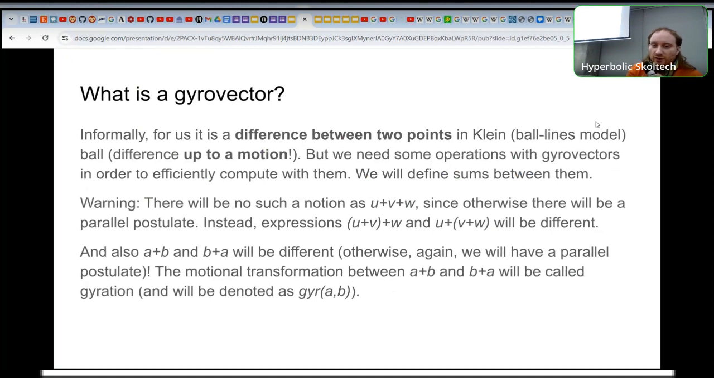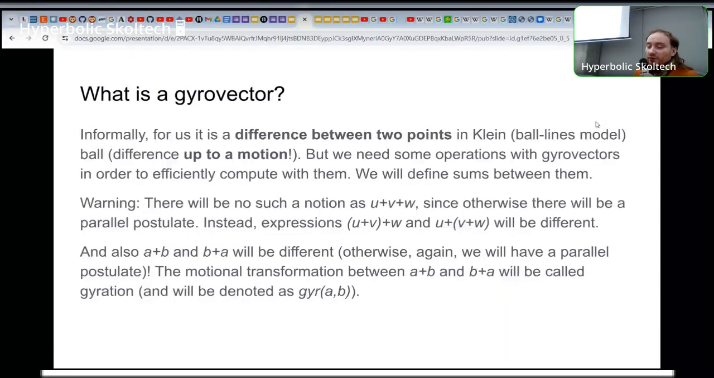And again, about the idea. What is a gyrovector? Informally, it is a difference between two points in a ball, and this difference is defined up to a motion. So there will be sums between them, and actually those sums are not sums in the usual meaning.